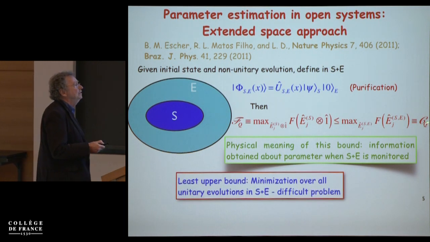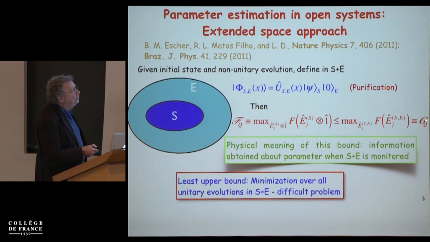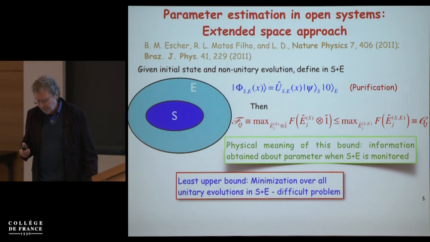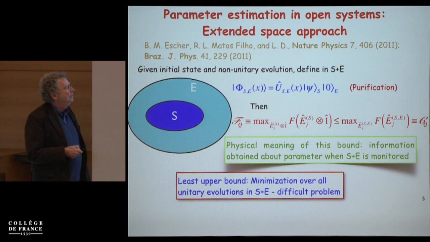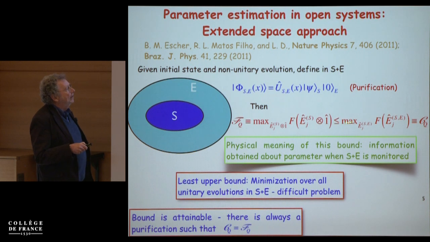And we are actually interested in the least upper bound. We would like to have a minimization of C of Q over all possible evolutions in S plus E. And of course, this is a difficult problem in general. However, we have shown in this paper here that this bound is actually attainable.